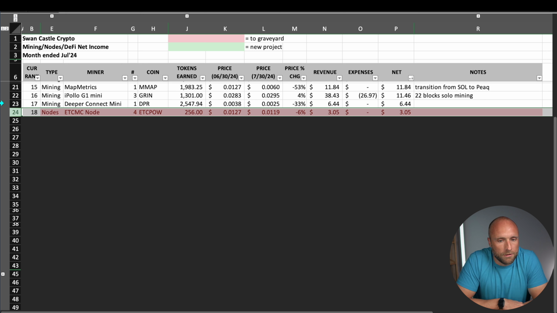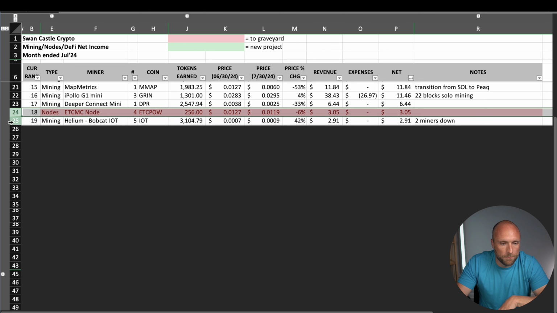But at this point, we're going to retire this to the graveyard just because the profitability is under $1 per month for each of these nodes. I'll continue to run them, but unless we see significant appreciation in the ETCPOW price, we won't be covering it monthly on this analysis anymore.